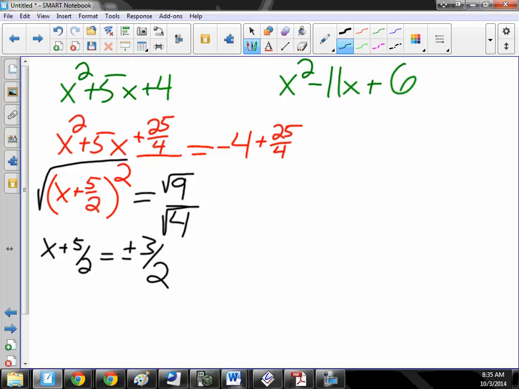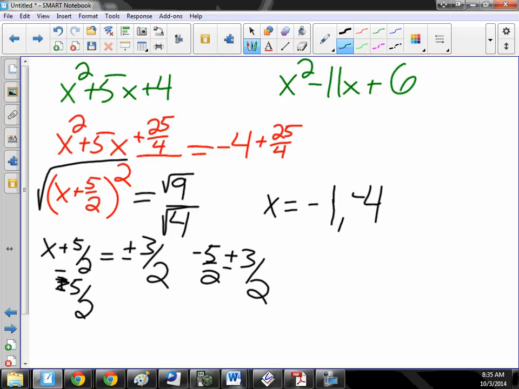We okay there? All right, so I add 5 halves. No, subtract. So I have negative 5 over 2 plus or minus 3 over 2. And you can do these in your head because they have the same denominator. What is negative 5 plus 3? Negative 2 halves would be negative 1. Good. And negative 5 over 2 minus 3 over 2, negative 8 over 2, which is equivalent to negative 4. Now, if you want to use your calculator to figure that out, that's fine.